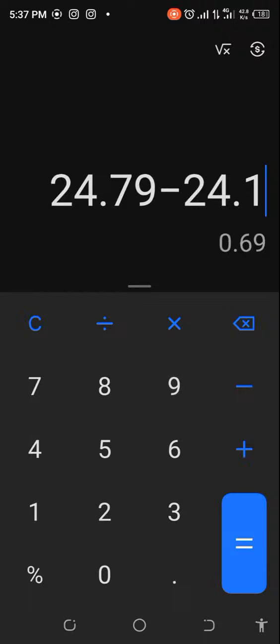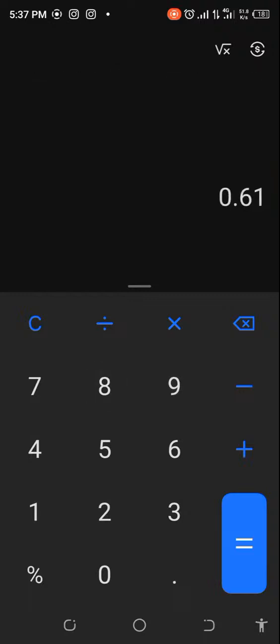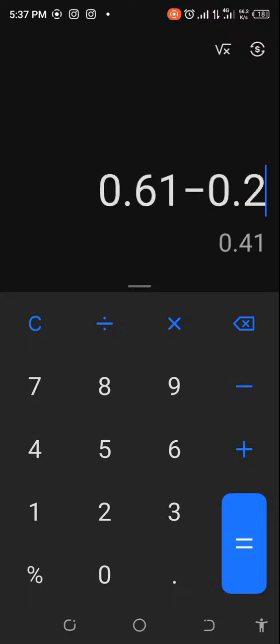So if I go check what this is giving me, 24.79. Sorry, did I say 79? Yes. Minus, okay, 24 plus 18. Okay, we'll make 61 cents. But don't forget, the withdrawal fee is 20 cents. So we must take out the withdrawal fee first, okay?